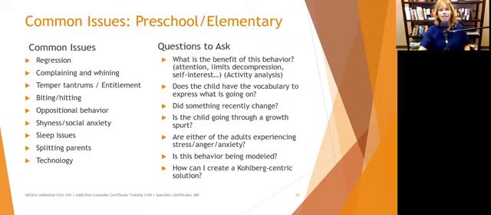Common issues in preschool and elementary: regression. A lot of times if there's a trauma or a change, maybe mom gets remarried, dad gets remarried, there's a divorce, there's a new baby in the house, there's a lot of things that can encourage a child to regress to that age where they're wetting the bed, sucking their thumb, throwing temper tantrums. Complaining and whining often goes up at this age. They figure if they can just make it feel like dragging fingernails down a blackboard long enough, they'll get their own way. Temper tantrums and a sense of entitlement, biting and hitting, oppositional behavior.